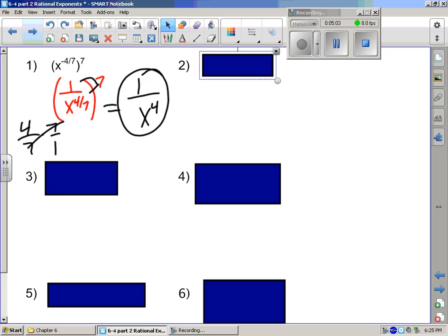All right, let's try another one. Okay, we got a negative. We have to pay close attention. Now, that's a negative 32, so should it go to the bottom? No, it's not an exponent. It's a normal number. Okay.